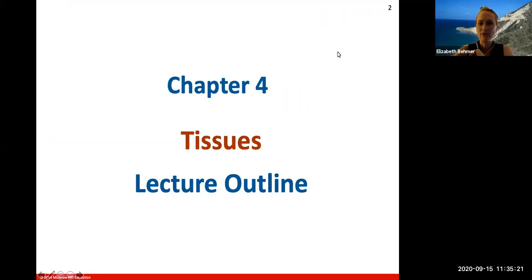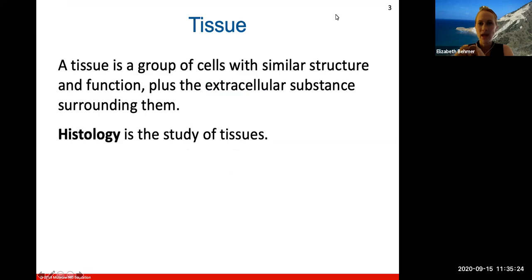So this is chapter 4 on tissues. And again, hopefully some of this is a review of what we've been over in lab because you guys have already studied tissues a little bit. Tissues is just a group of cells that have similar structure and function, and we call histology the study of tissues.